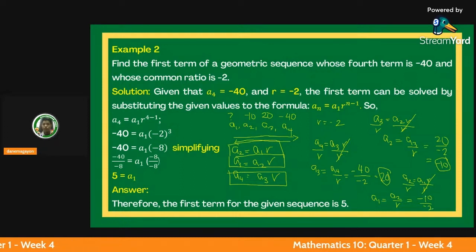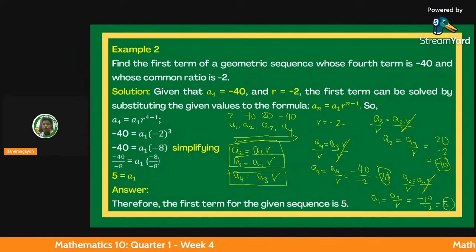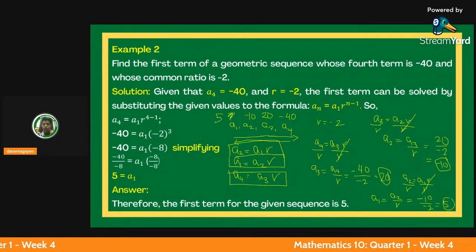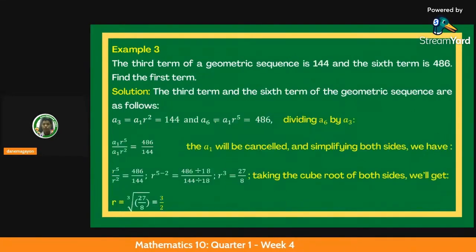Then you divide negative 10 by negative 2. The corresponding result will be equal to 5. So 5 will be our answer. So for this example, our answer for the first term will be equal to 5.